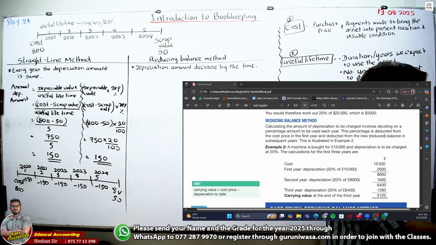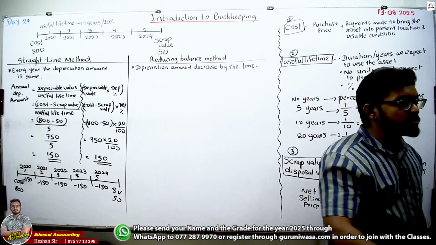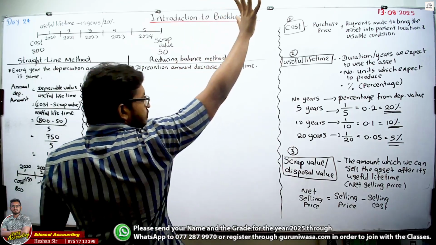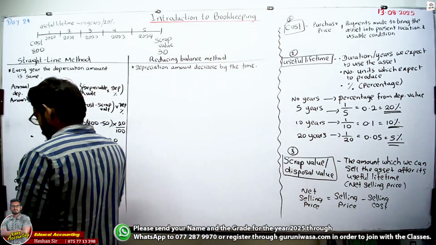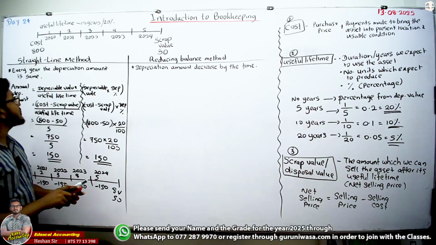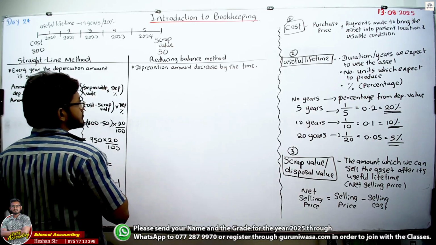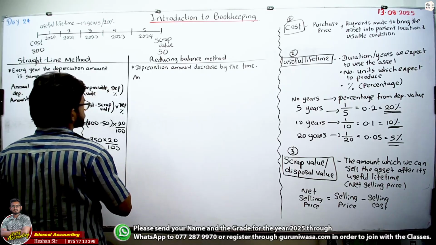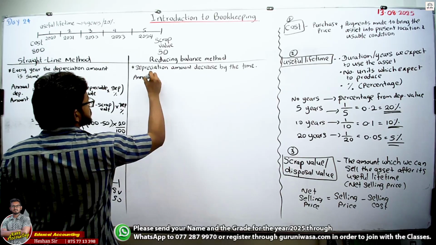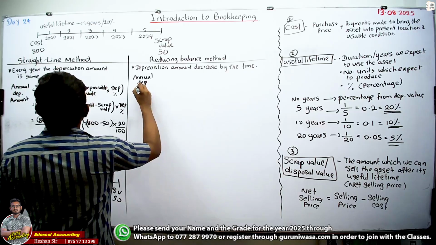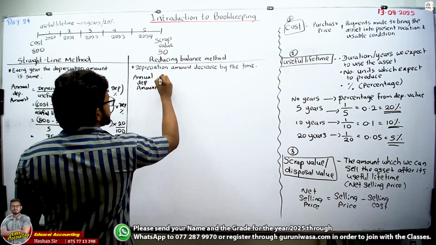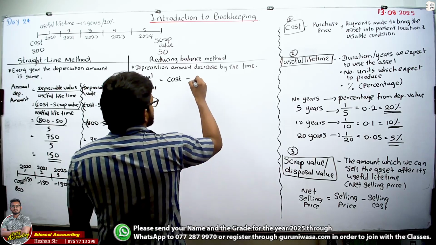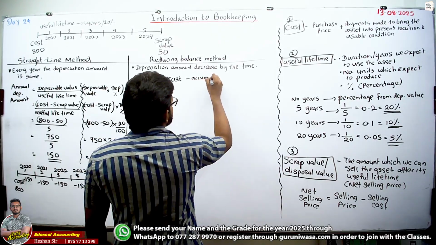In the reducing balance method, we don't consider the scrap value. We ignore the scrap value. How to calculate the annual depreciation? Annual depreciation amount equals cost minus accumulated depreciation.